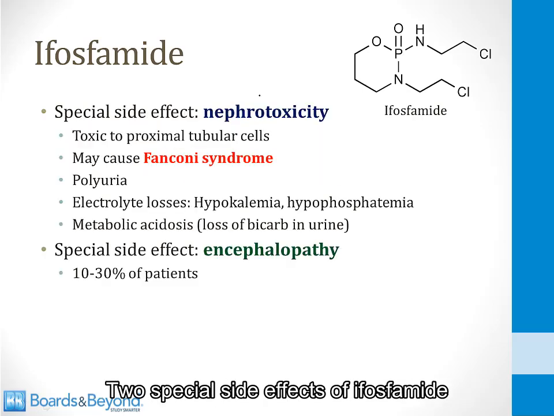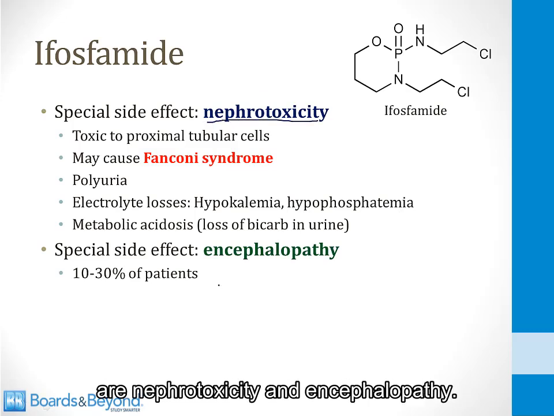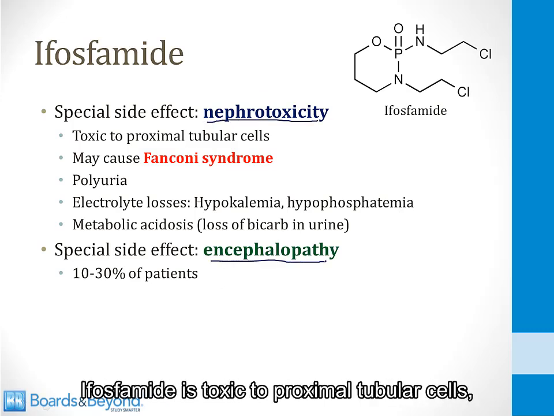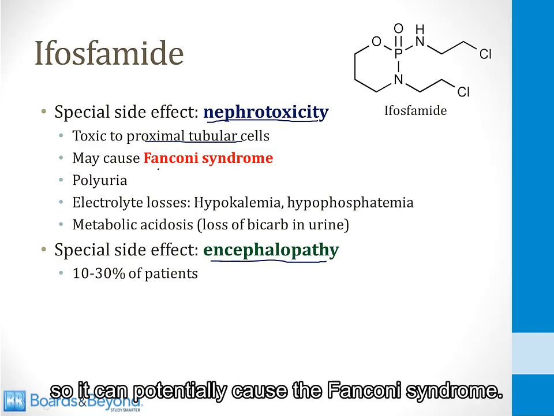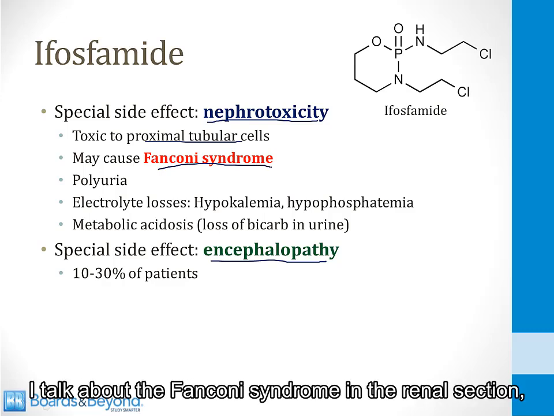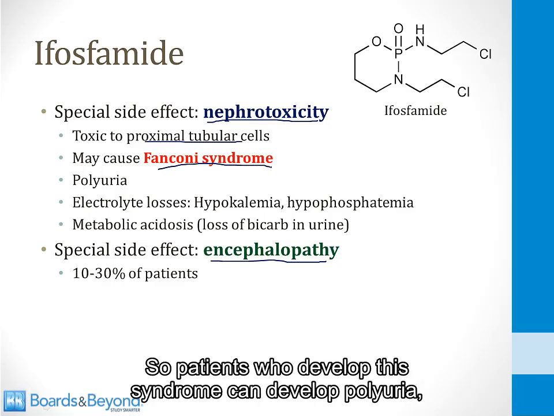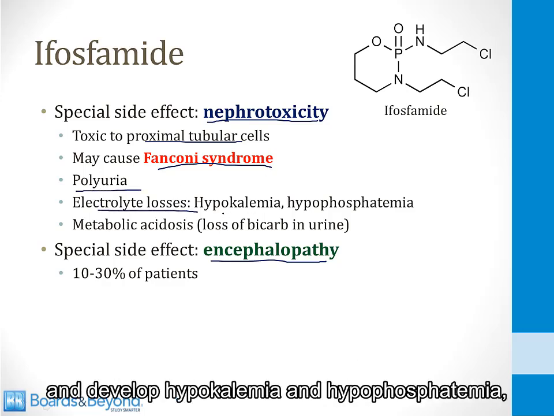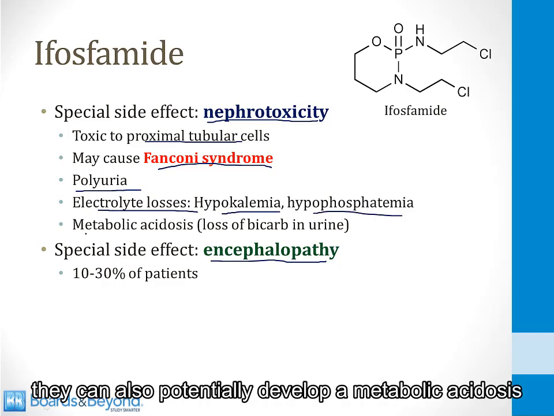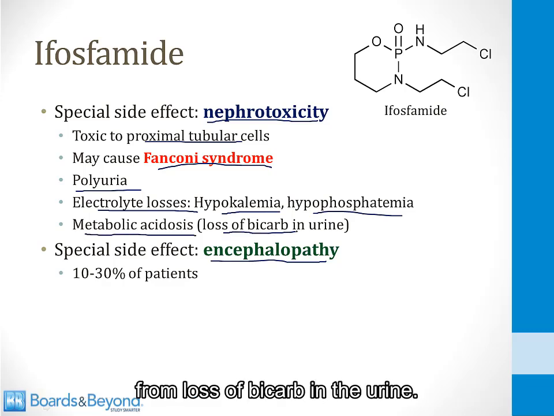Two special side effects of ifosfamide are nephrotoxicity and encephalopathy. Ifosfamide is toxic to proximal tubular cells, so it can potentially cause the Fanconi syndrome. I talk about the Fanconi syndrome in the renal section. It results from loss of reabsorption in the proximal tubule. So patients who develop this syndrome can develop polyuria. They can lose electrolytes in the urine and develop hypokalemia and hypophosphatemia. They can also potentially develop a metabolic acidosis from loss of bicarb in the urine.